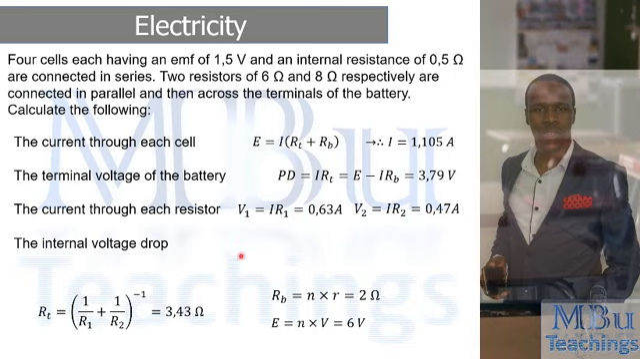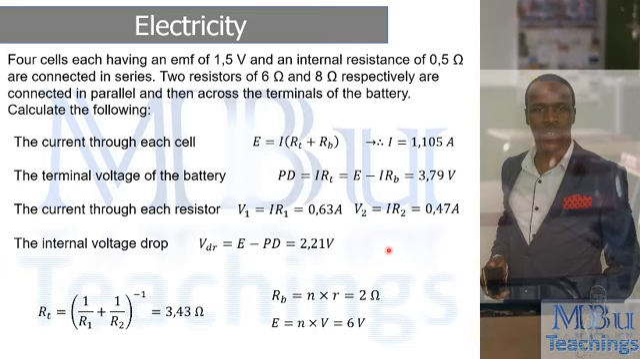Alright, then finally the internal voltage drop. So that's the voltage drop. Just use that formula, because we have E, we have the potential difference. That's the voltage drop, and that's it. Let's move to the next question.